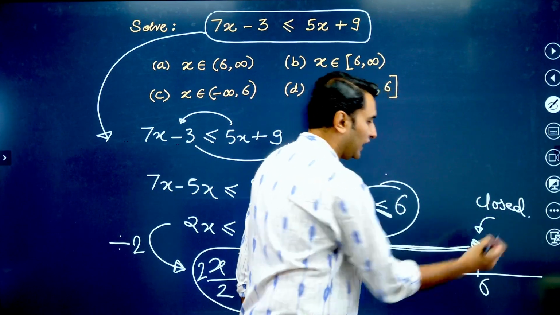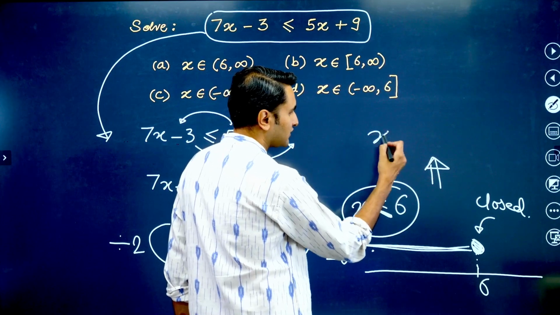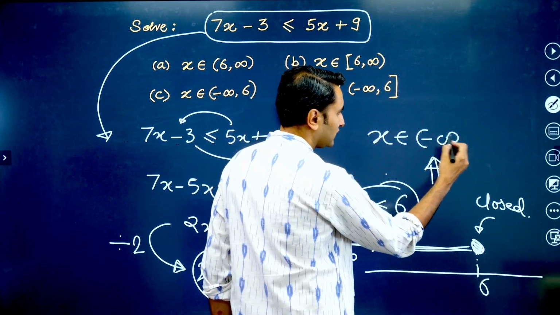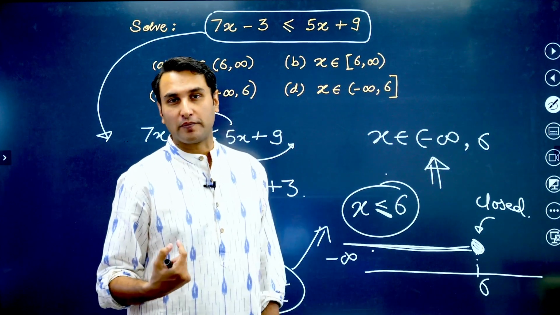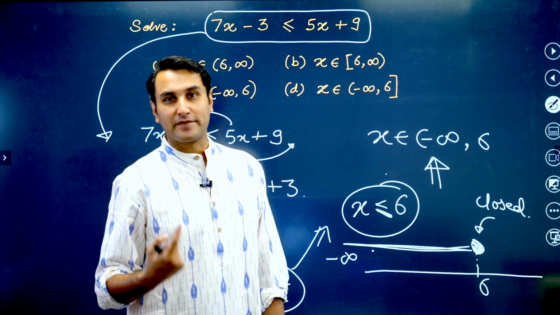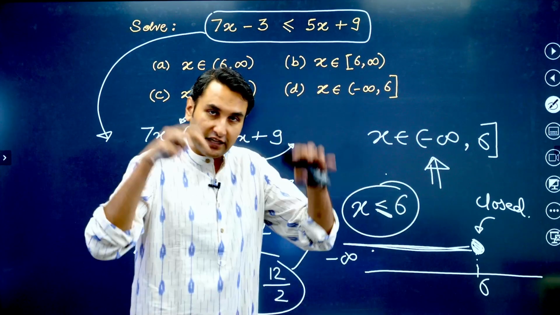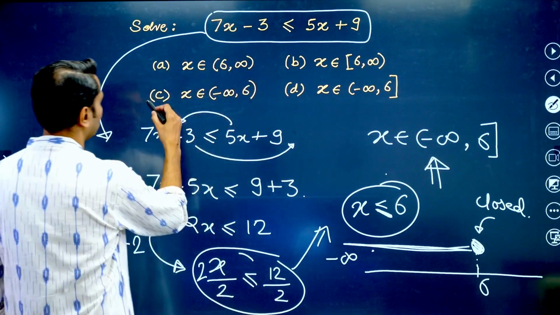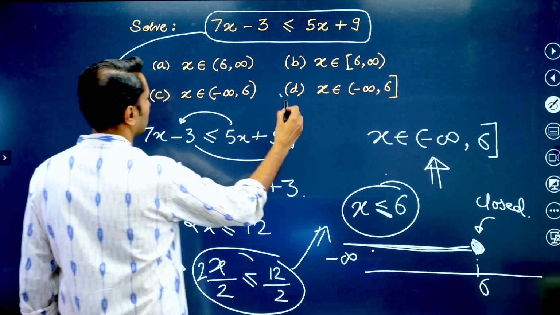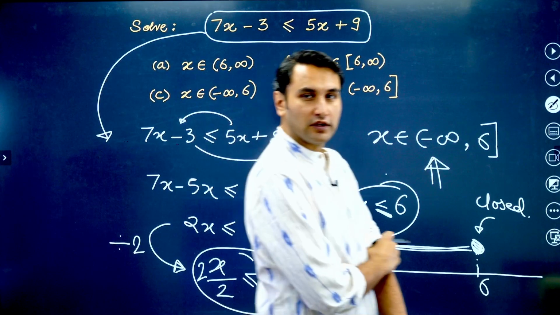And when it is closed, how will you represent this? You will represent this as x belongs to minus infinity to 6. Open or close bracket? Closed, because you have included 6 inside. So what is the answer? X belongs to minus infinity to 6 closed. D is the answer. Alright, is this clear to all of you?